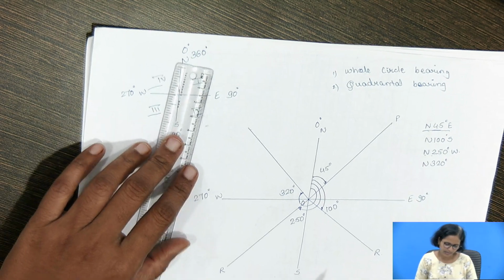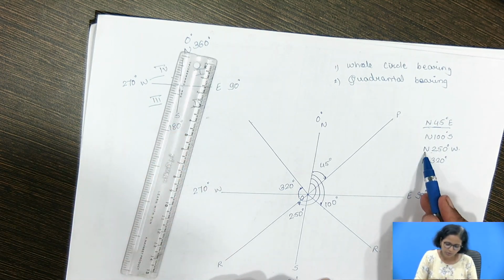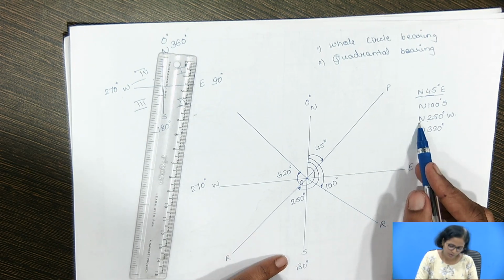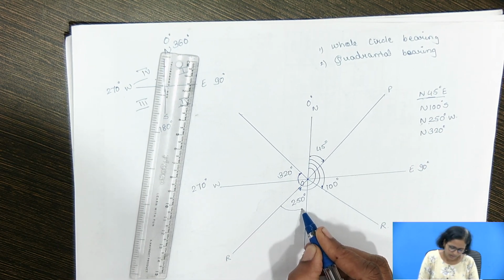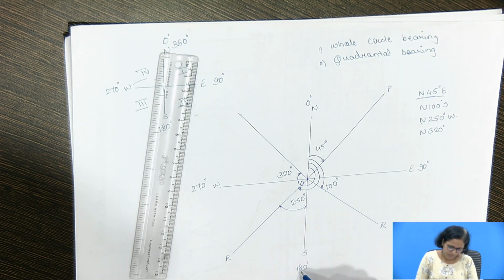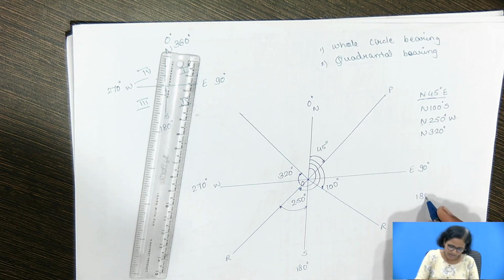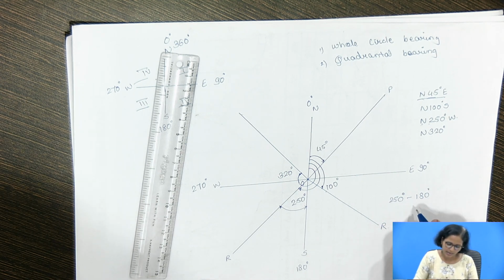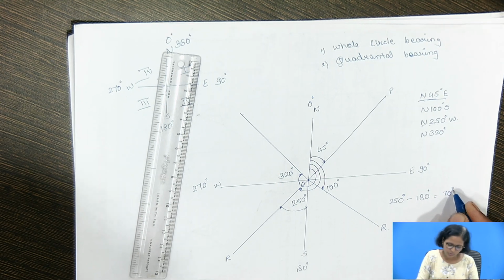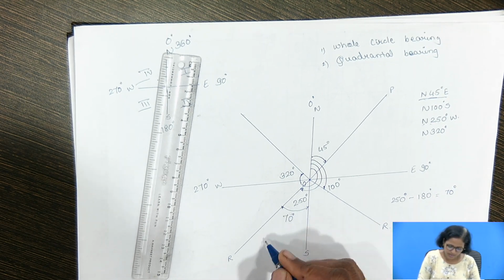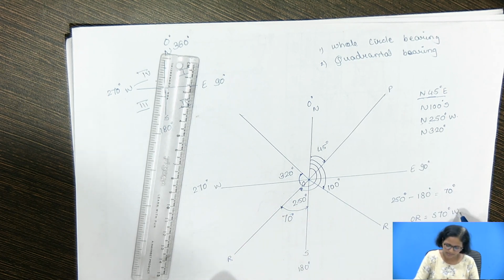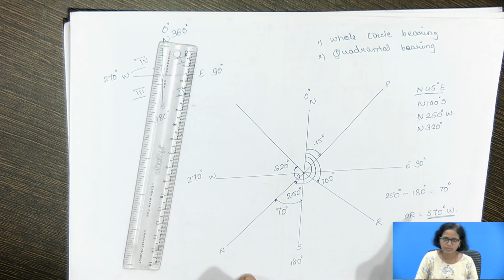I will give you an example. Here we are saying north 25 degrees west. If this bearing has to be written with respect to south, what will it be? If you consider this angle, it is 180 degrees. So 250 degrees minus 180 degrees comes out to be 70 degrees. So can you write the bearing of this line OR as south 70 degrees towards the west direction. So this is what the quadrantal bearing is.